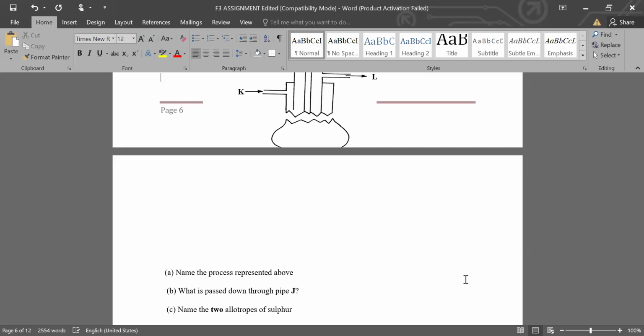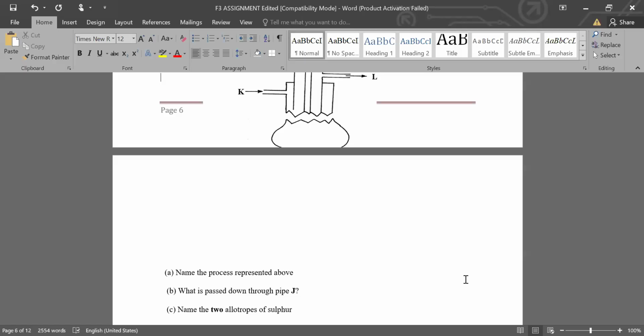I said the process is called the Frasch process, F-R-A-S-C-H. And the process is made possible like that because sulfur is insoluble in water. That is why hot, superheated water is used in melting, because the sulfur is insoluble in water.